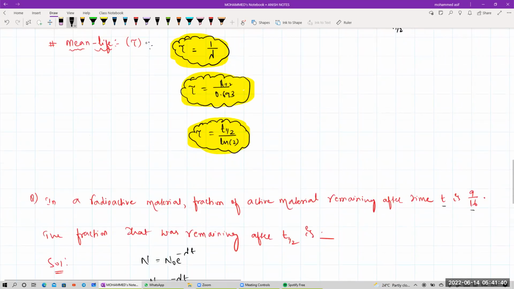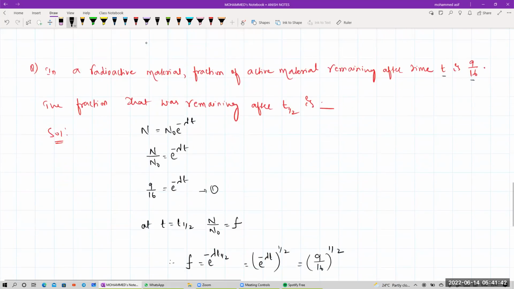देख लो फिर से एक बार. A radioactive material, fraction of active material remaining after time t is given as 9 by 16, यानी N by N naught की value दे रखा है 9 by 16. It is asking the fraction that was remaining after t half. ठीक है? So the least you will get the answer.